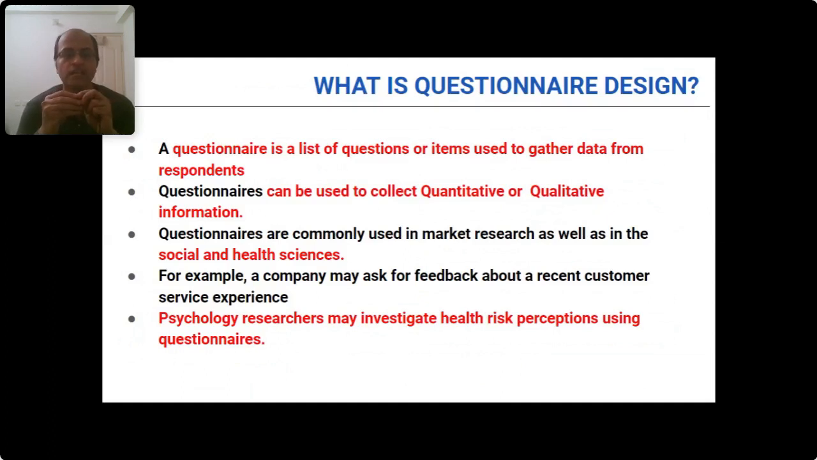Questionnaires are commonly used in social sciences and health sciences as well as in market research, because that's where we try to see the impact or outcome of a particular component on the entire population. For example, in market research, you want to know the feedback about a recent customer service experience. Then you design an appropriate questionnaire, you give it to the respondents, and then it goes appropriately.